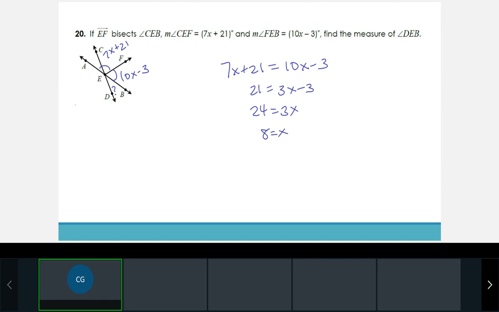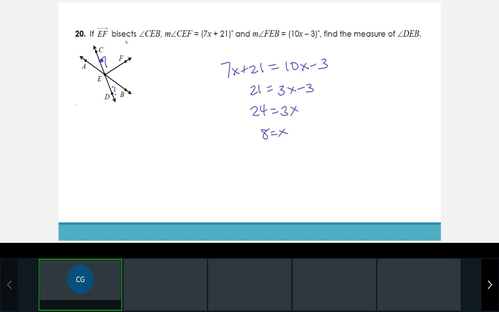Okay, well, now I can take that 8 and I could substitute it in here. 7 times x plus 21, that's 77. 10 times x minus 3, that's still 77. Right, because 7 times 8 plus 21, 10 times 8 minus 3. So just so you can see what I'm doing here, you don't have to erase what's on your paper. I just want to make it clear what I'm doing here.